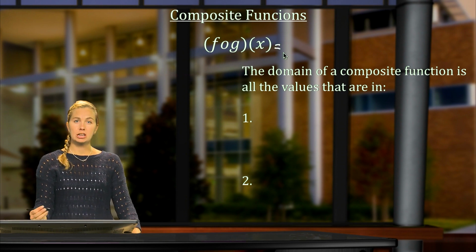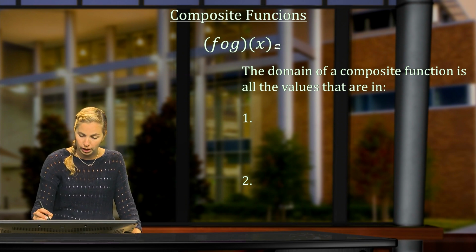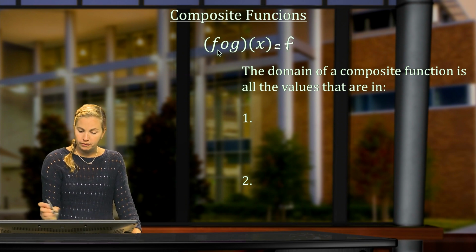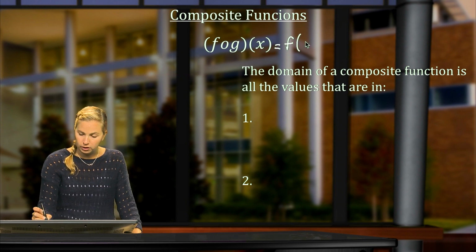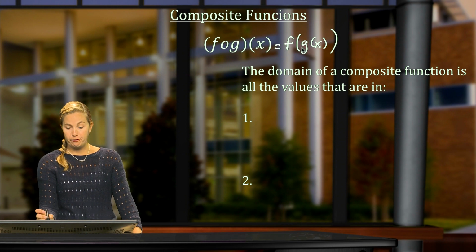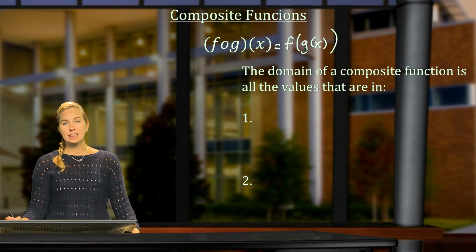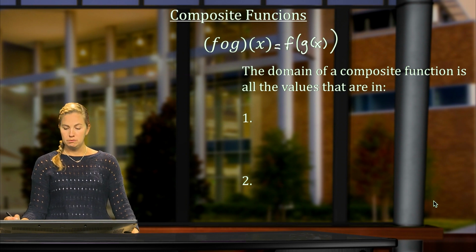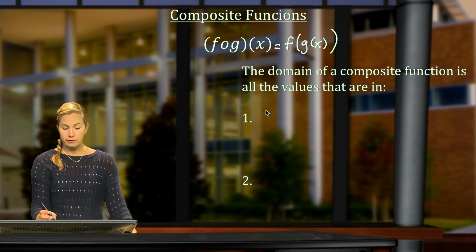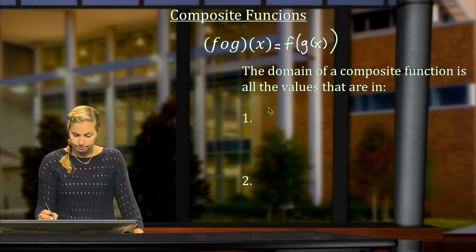This notation can be written using function notation that we are all very comfortable with. Our outside function stays on the outside, the inside function stays on the inside. So this is f of g of x. When finding the domain of a composite function, it is the set of all values that are in two sets. The first set is the domain of the composite function f of g.